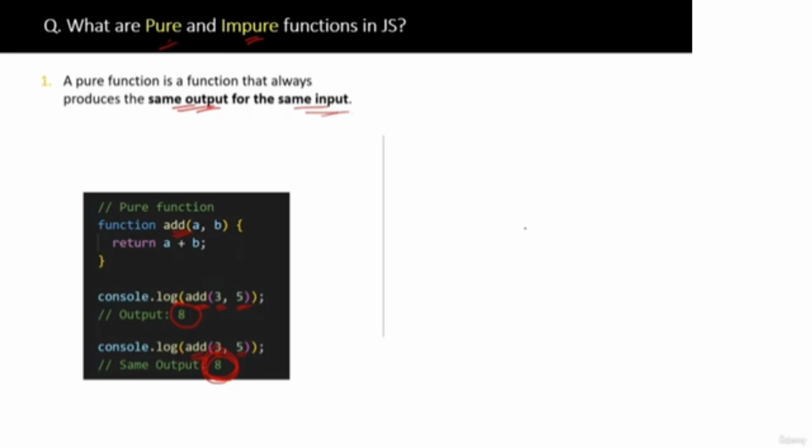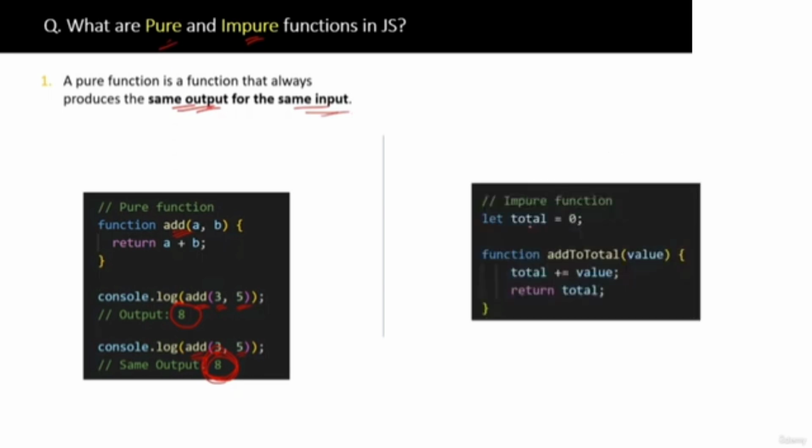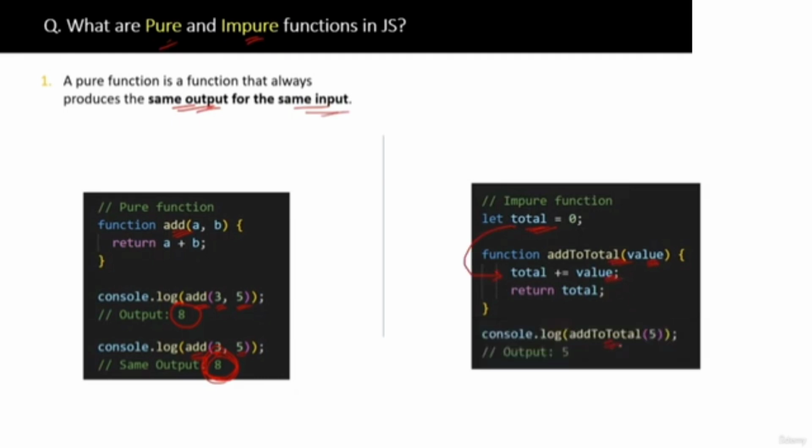Now let's see the impure functions. Here you can see we have a total variable outside the function, and this add to total function is adding some value from the parameter with this total variable. Now when we call this function like this, the output will be total plus 5, and total is 0, so 0 plus 5 equal to 5, right? Now the total variable value equals 5.